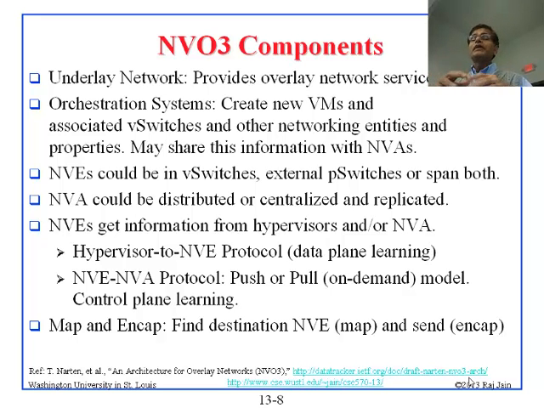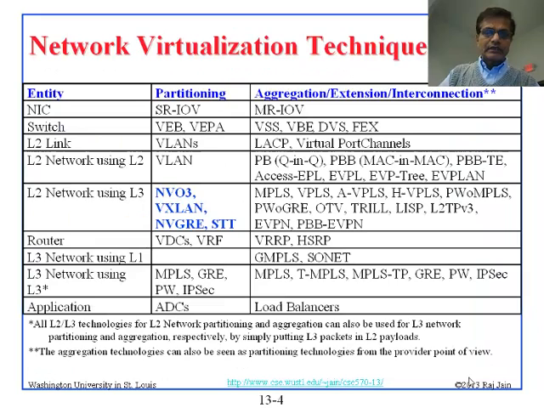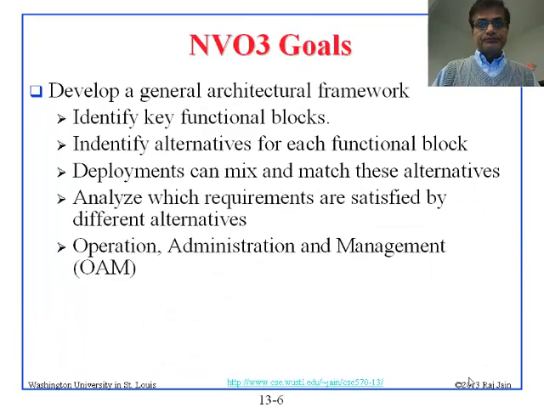So the problem is NVO3 is actually trying to cover both the links here. Actually, I should clarify that in this we have 2 rows. We have L2 using L3. This is where I put NVO3, but this also covers L3 using L3 right here. They are providing both kinds of virtualization, L3 virtualization as well as L2 virtualization.